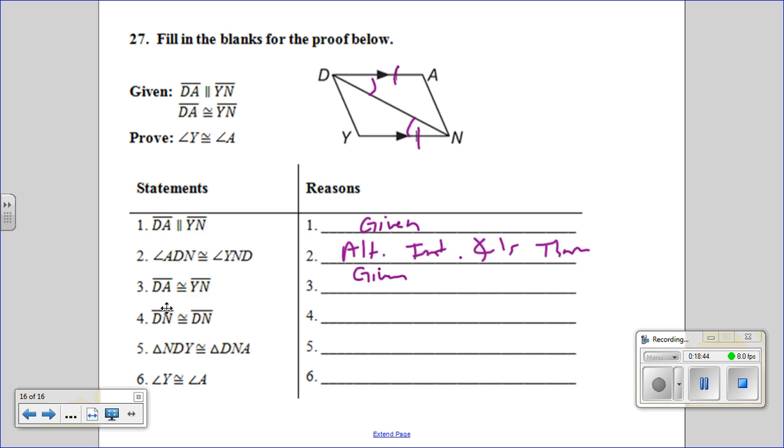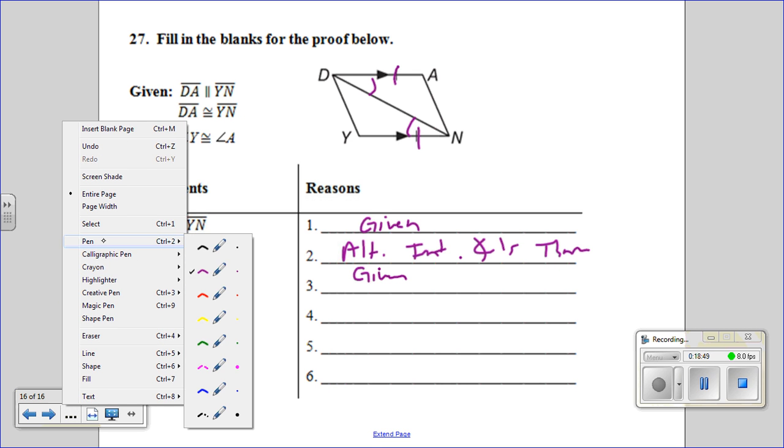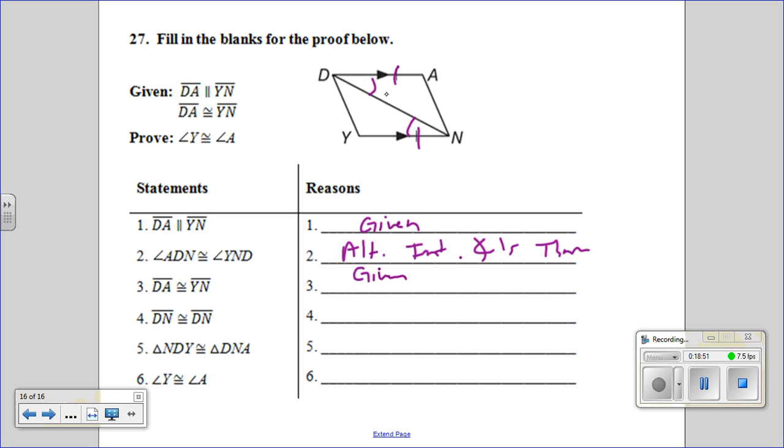Then it tells us that segment DN is congruent to segment DN. Well, that's this piece right here, this side that both triangles share. And since it says the same thing, it's a reflection, so it's the reflexive property of congruence. Reflexive property of congruence, because it says the same thing forwards and backwards.